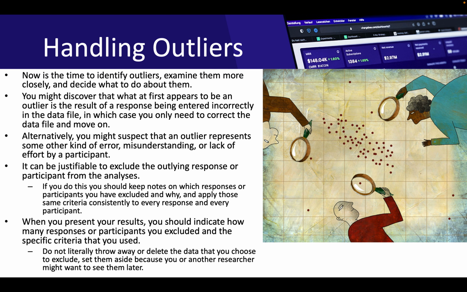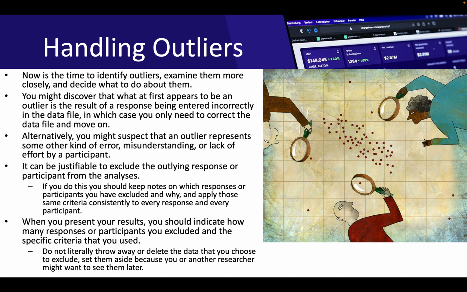Alternatively, you might suspect that an outlier represents some other kind of error, misunderstanding, or lack of effort by a participant. It can be justifiable to exclude the outlying response or participant from the analyses. If you do this, you should keep notes on which responses or participants you have excluded and why, and apply those same criteria consistently to every response and every participant.